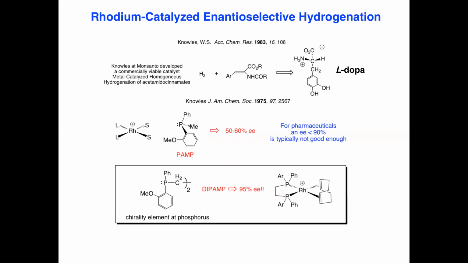Okay. This is another, what I think is a really cool example of using some really beautiful chemistry to solve a very challenging problem in hydrogenation catalysis. And so in this case, this is an example that ended up leading to a Nobel Prize, of doing enantioselective hydrogenation. This was carried out in really seminal research by William Knowles at Monsanto.